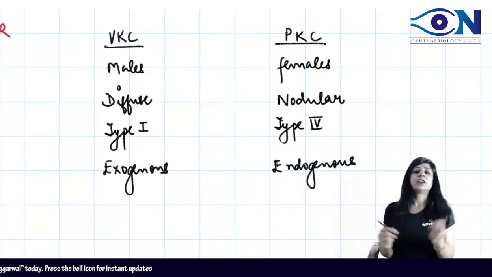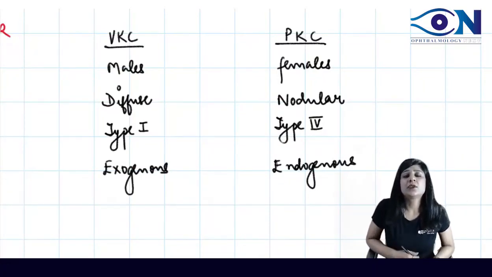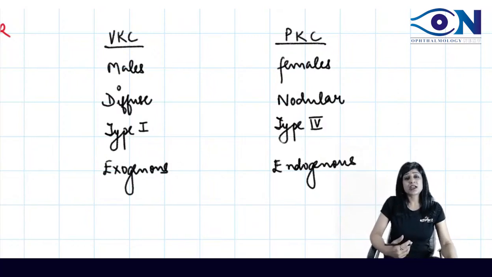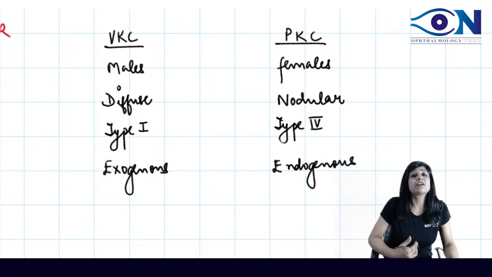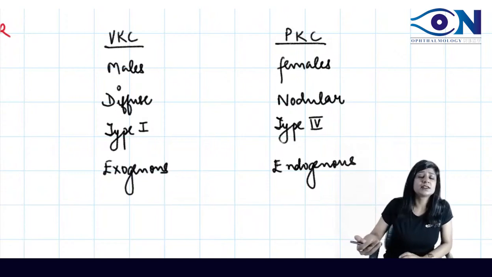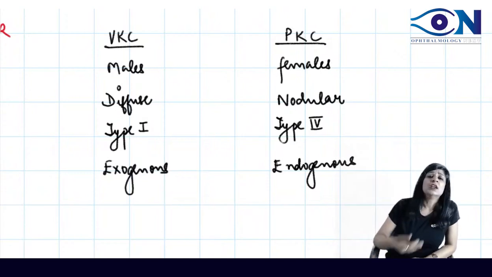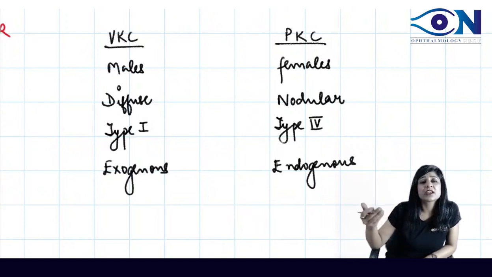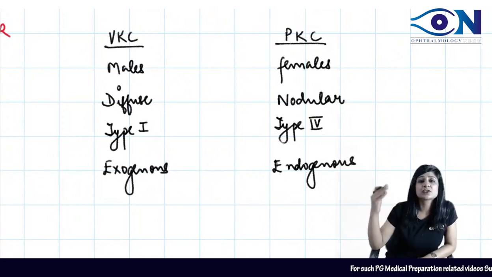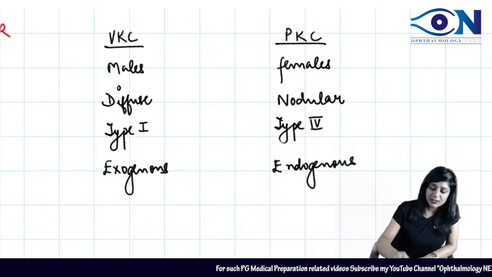So these are the common things, and obviously you can look at the age of the patient and the signs. We have the cobblestone papillae, Horner-Trantas spots, shield ulcers, and ropey discharge. So these are the different things which will help you differentiate whether it is vernal keratoconjunctivitis or phlyctenular. All right.